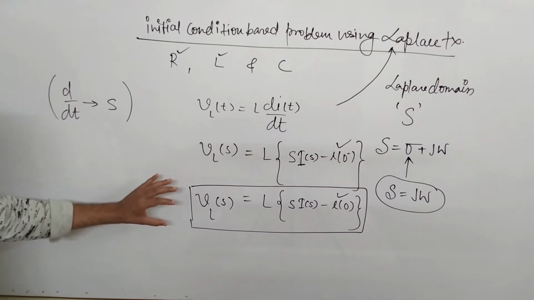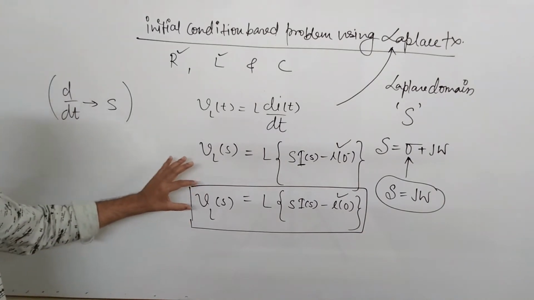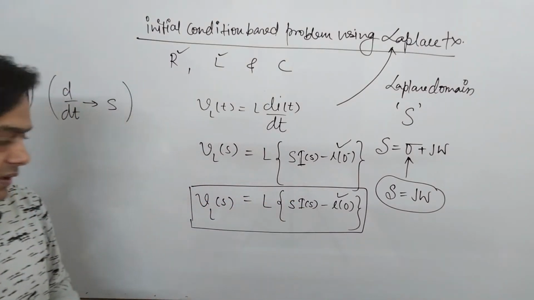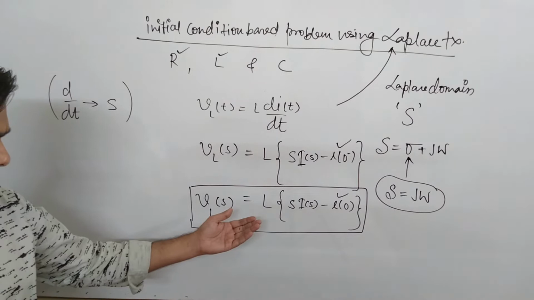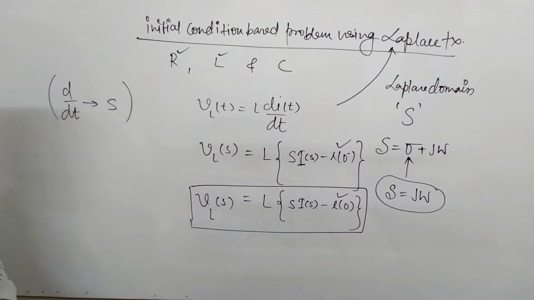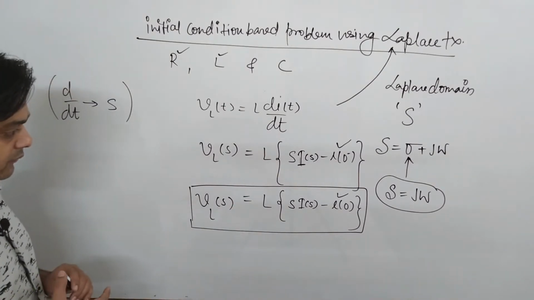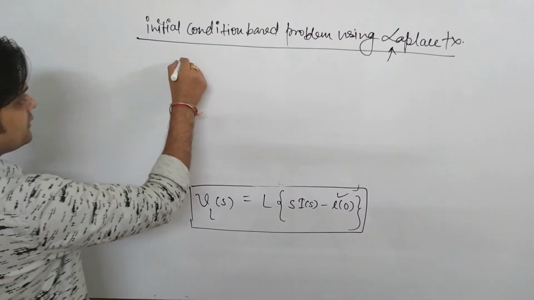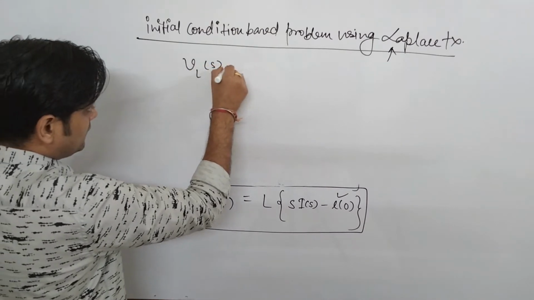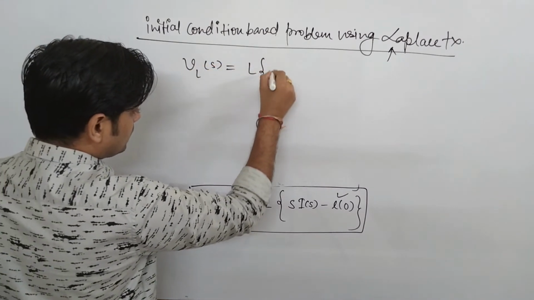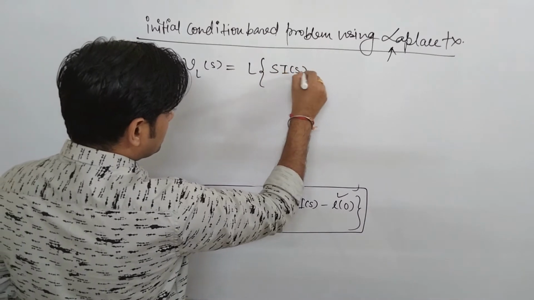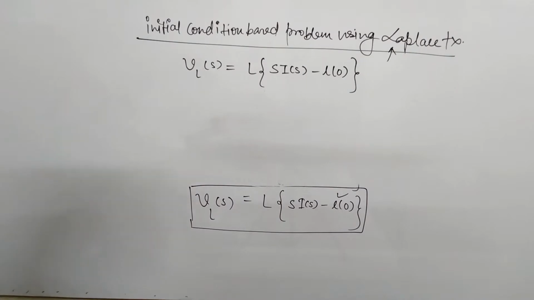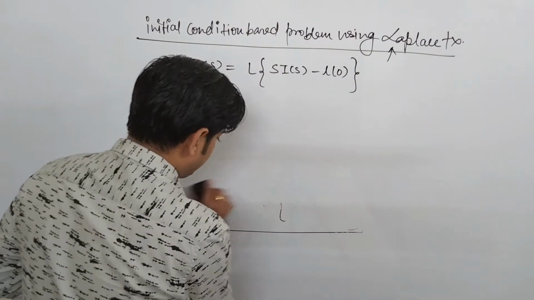Now we'll try to understand this function, why it is VL(s) and what is the significance of this, because it is more important to understand the significance of this function. So here I should write this equation as VL(s) is equal to L[sI(s) minus I0]. Don't confuse 0 negative and 0, both are the initial current.